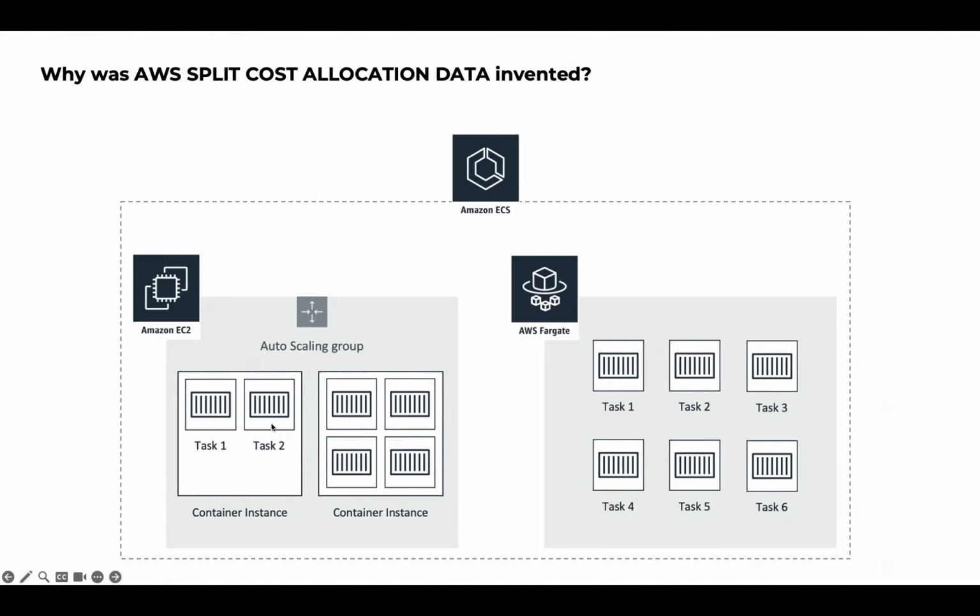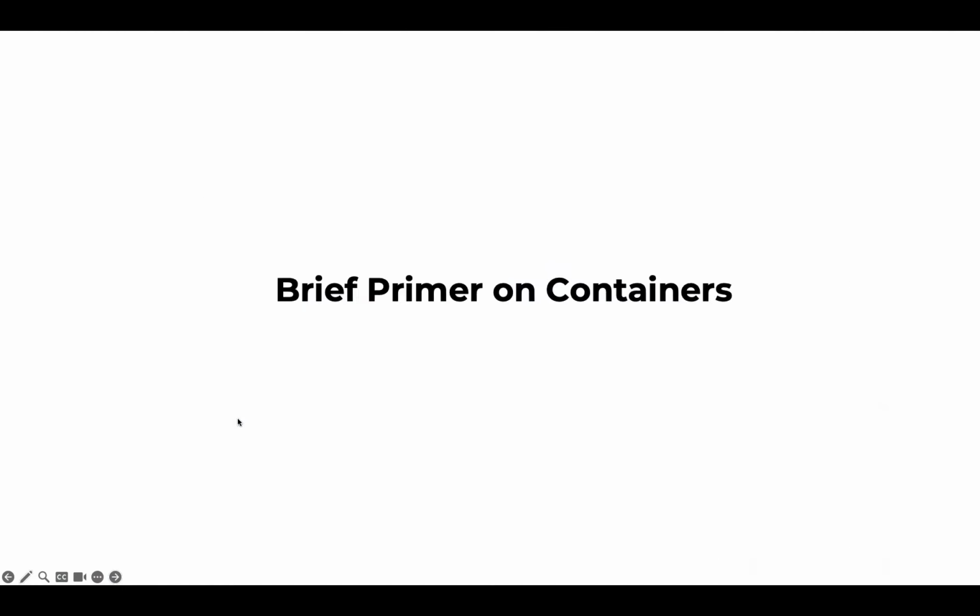So this is why AWS Split Cost Allocation Data was invented, to break down the costs of the EC2 server into the underlying container costs that it's running.